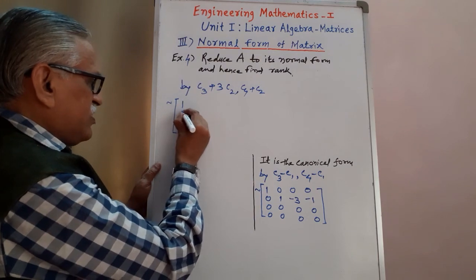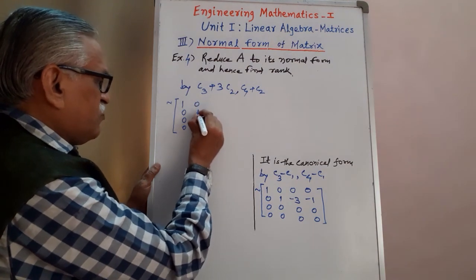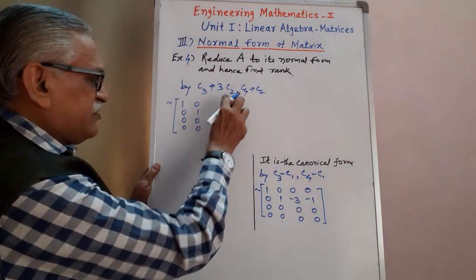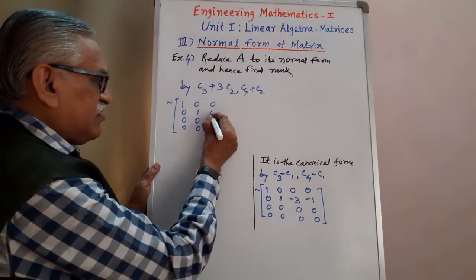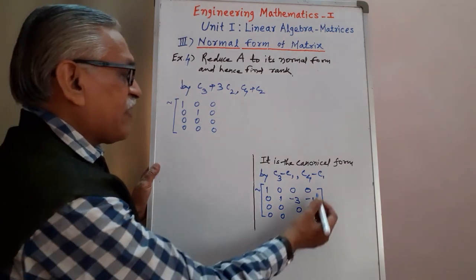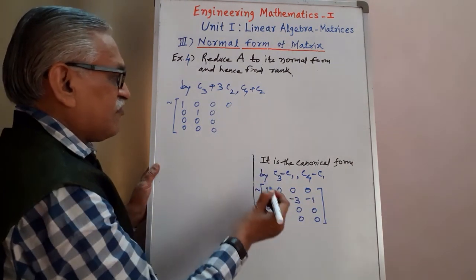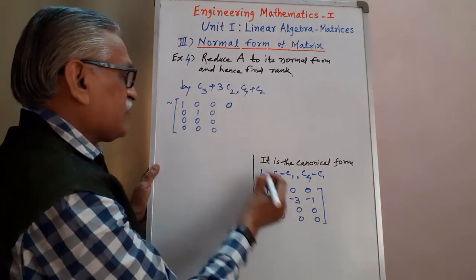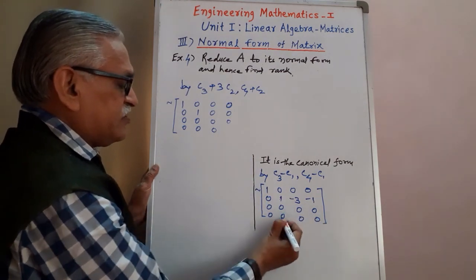First column, no change: 1 0 0 0. Second also no change: 0 1 0 0. For third, applying this, 0 plus 3 times 0, minus 3 plus 3 is 0, this 0 as it is. Then applying this C4 plus C2, 0 plus 0, minus 1 plus 1 is 0, 0 plus 0, and this 0 plus 0.